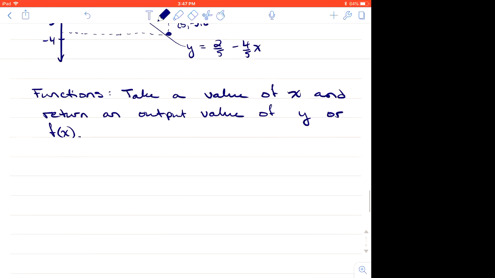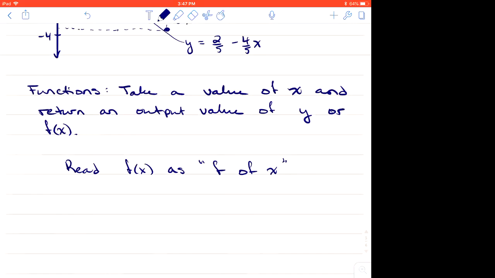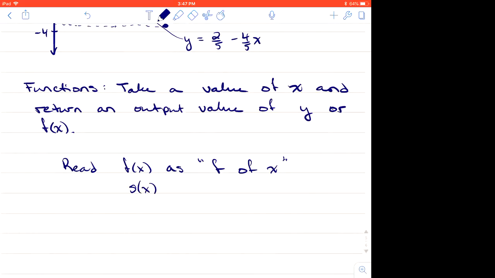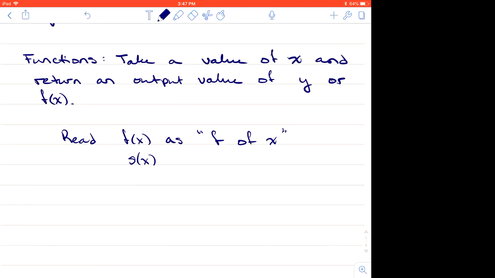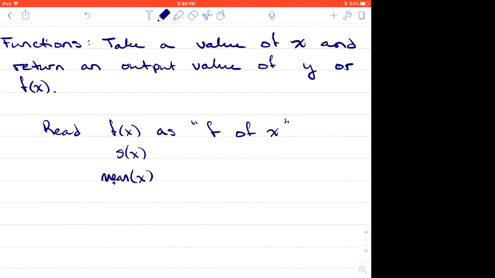So I want you to read, when I say f of x like that, I want you to read it as f of x. In general, when you have something like this, function notation, where we have f or any sort of command, and then in brackets, the variable, you're going to read it as f of x. If you move into stats, we would say something like the mean of x.